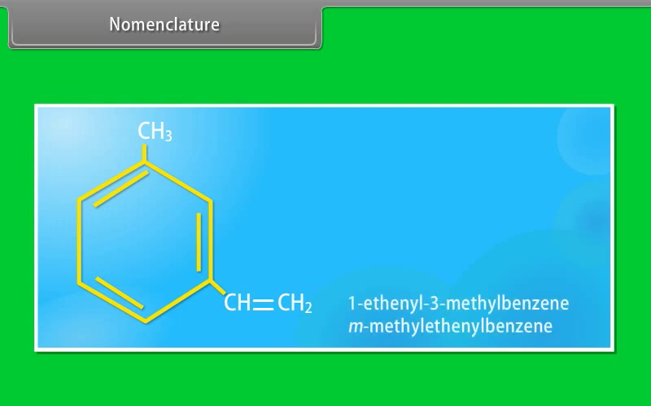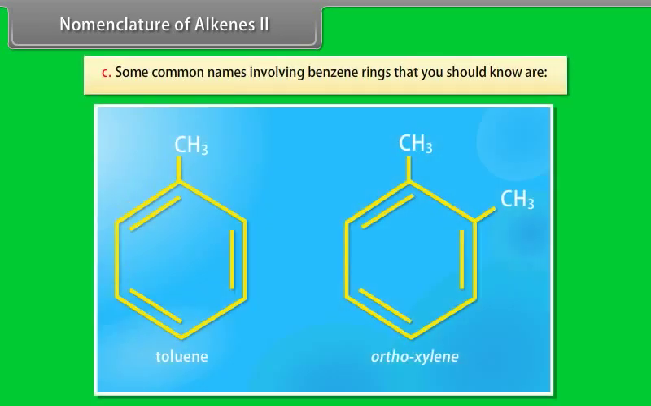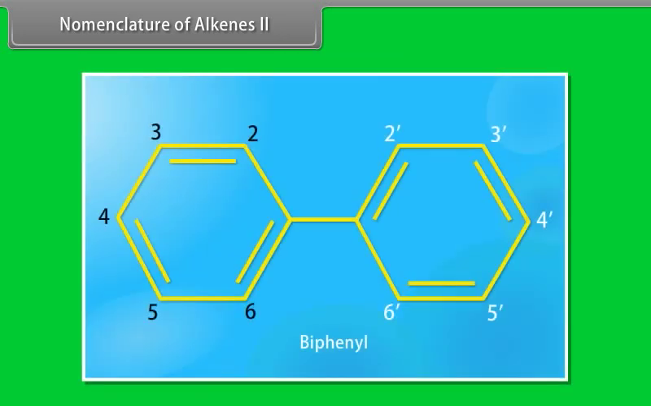It is 1-ethynyl-3-methylbenzene, m-methylethynylbenzene. Nomenclature of arenes, C. Some common names involving benzene rings that you should know are toluene and ortho-xylene. Biphenyl. Notice the numbering convention for this compound.